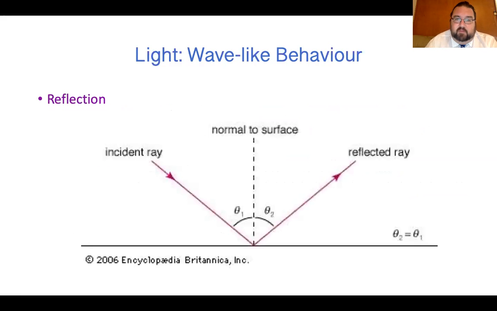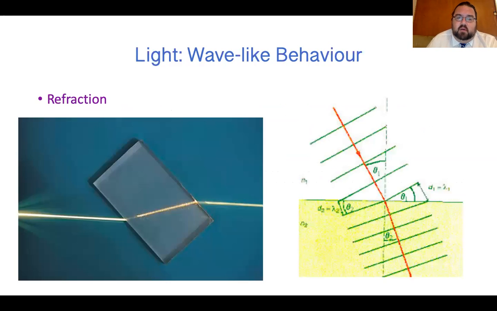So obviously there's reflection. There's also refraction. So that's when light bends as it crosses the boundary between two media, and that's because the wavefront reaches the boundary at different times, resulting in that bending.